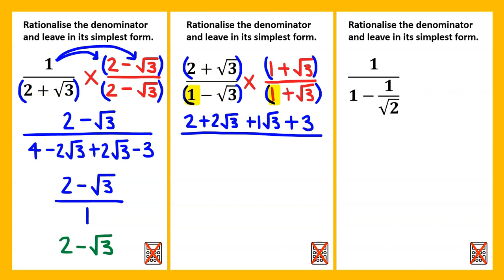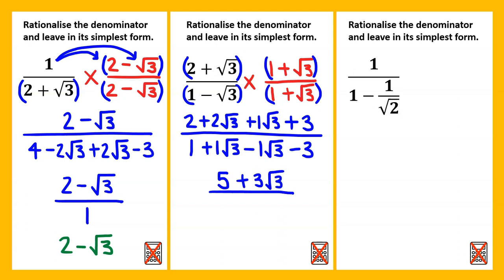For the denominator, we have 1 times 1, which is 1. 1 times root 3 is 1 root 3. Negative root 3 times 1 is minus 1 root 3. And negative root 3 times root 3 is negative 3. Simplifying the numerator will leave us with 5 plus 3 root 3. And simplifying the denominator will leave us with 1 take away 3, since the middle bit will cancel. This is negative 2. This cannot be simplified any further, meaning that this is our final answer.